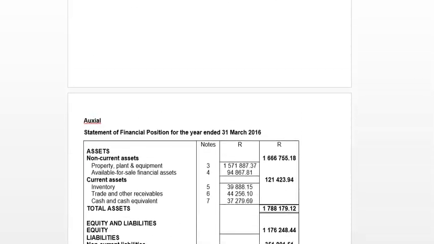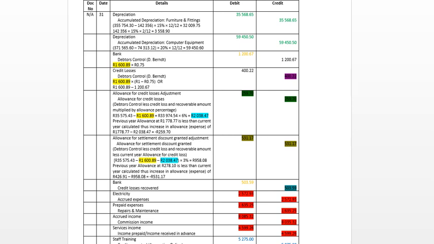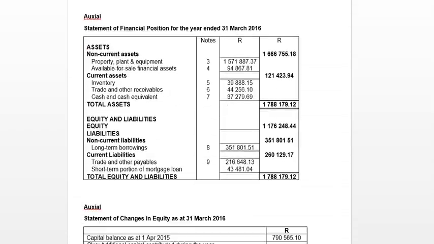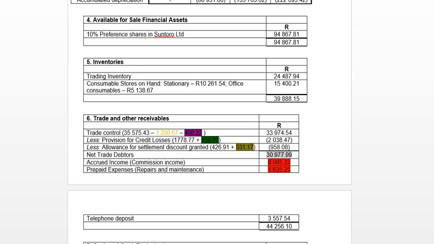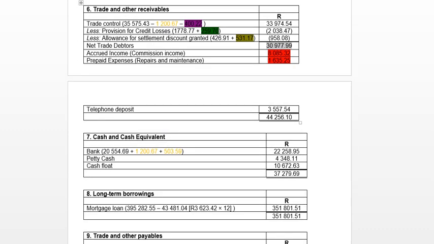Then we determined here our provision for credit losses for the current year to be 2,038.47 cents, and our provision for settlement discount granted was 958.08 cents. So if we subtract that from our trade debtors, then we get our net trade debtors of 977.99 cents. And finally, we just need to account for any accrued income and prepaid expenses.